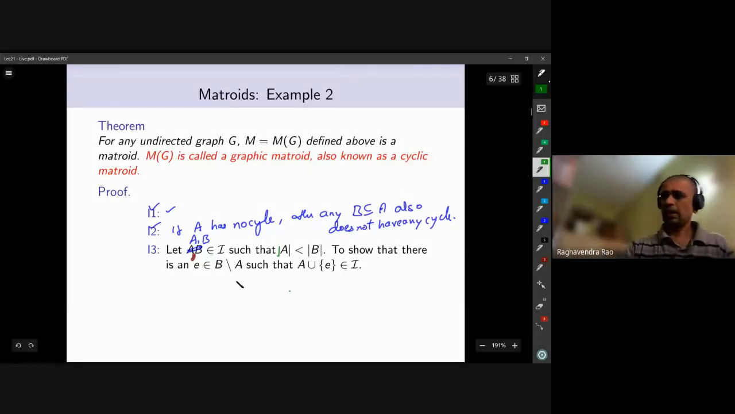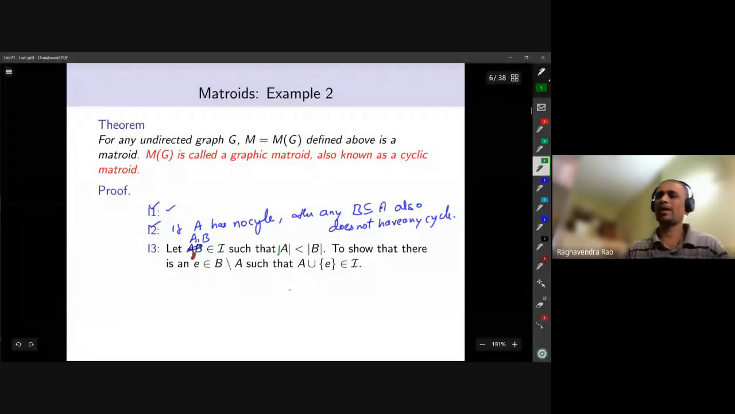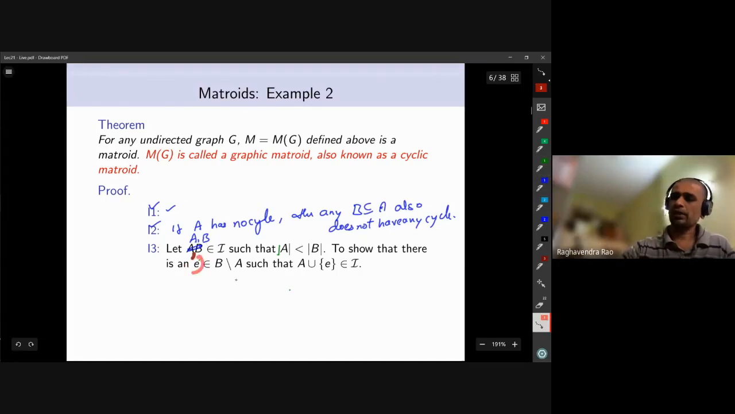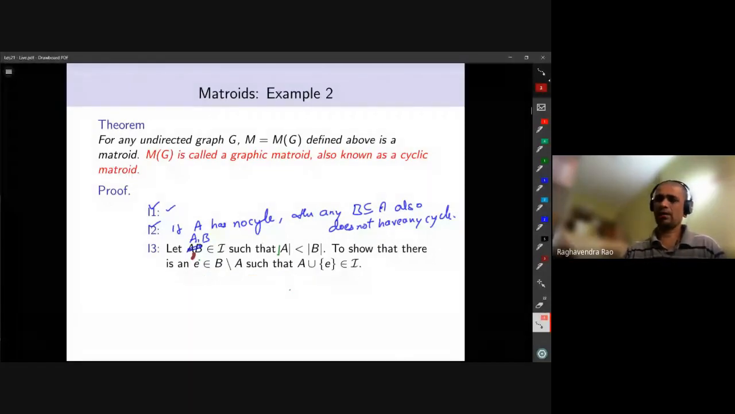Okay, so in the language of this set, all we wanted is if you have two forests, and one has a larger number of edges, then we should be able to move at least one edge from the larger forest to the smaller forest so that the smaller set still remains a forest. So that's exactly what I3 is. So this is what we are going to verify now. For this, let's demonstrate it with an example. Then we'll get to the proof.